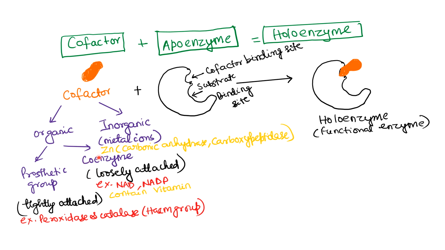Another important point, mostly the coenzymes contain certain vitamins in them. The second category of cofactors is inorganic in nature. It is basically made up of metallic ions. An example is zinc as the cofactor in carbonic anhydrase and carboxypeptidase. This cofactor goes and binds to the cofactor binding site, generally near the active site. So this makes the enzyme functional, and this functional enzyme consisting of both cofactor and the apoenzyme is called a holoenzyme.